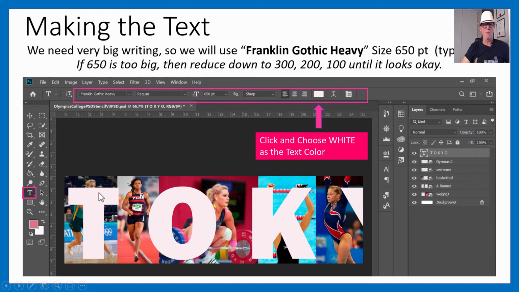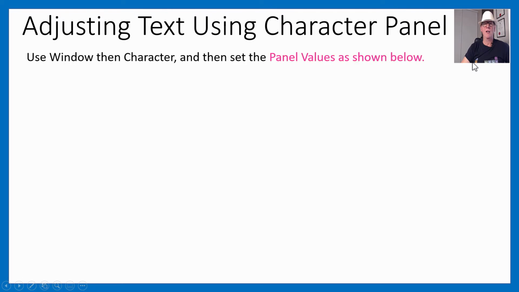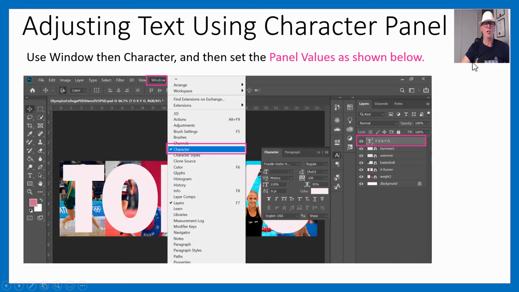So we do all that, and then we type in Tokyo, and the thing is that the text all stretches out and goes way beyond our banner. And what we need to do now is look at pushing the text all together, which we can do with the window character settings. All right, so there's a character panel where we can make further adjustments.